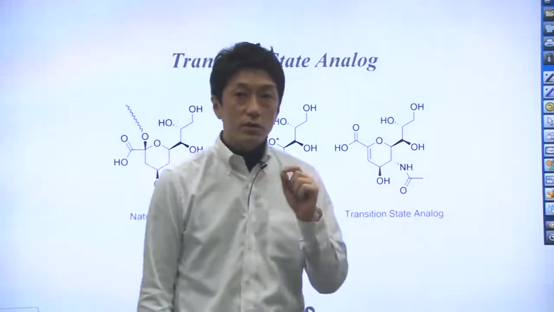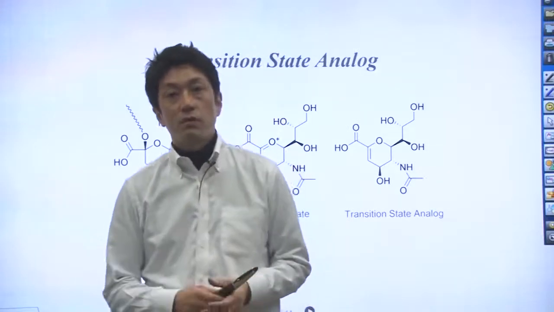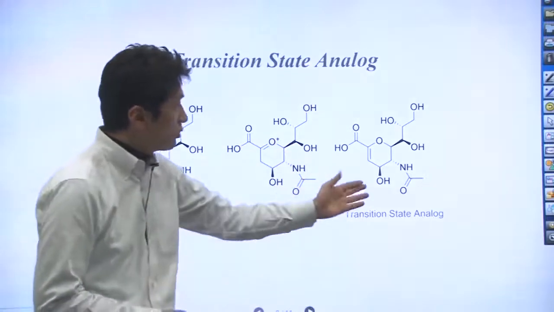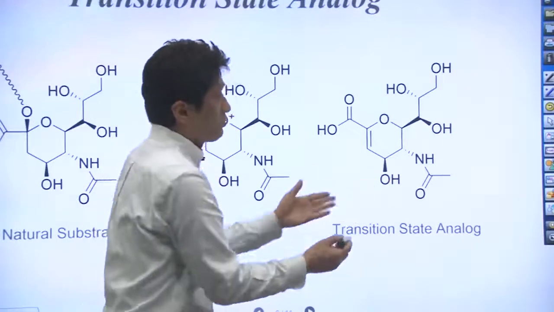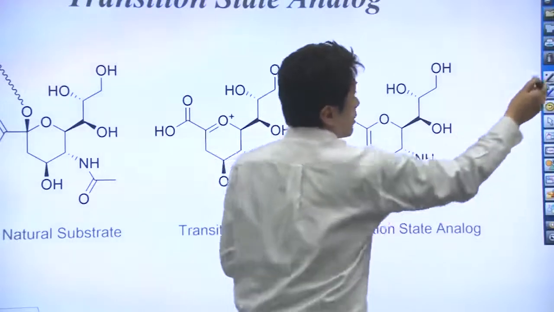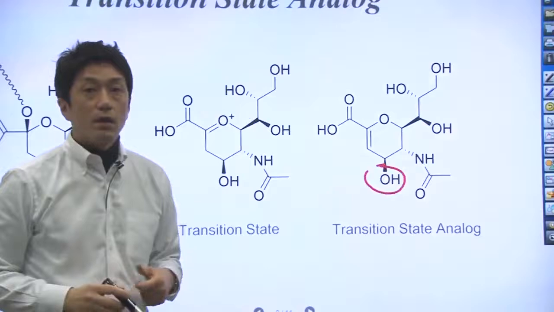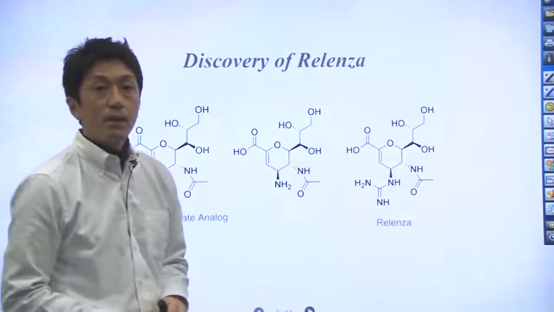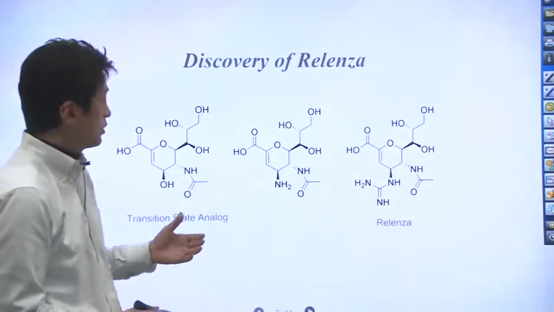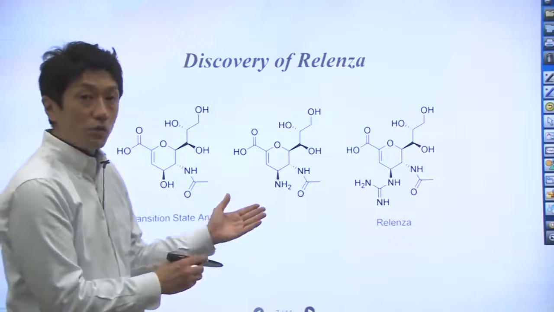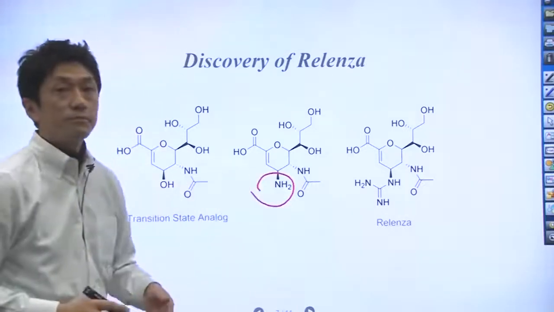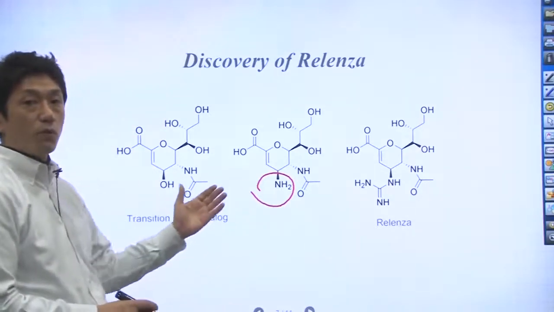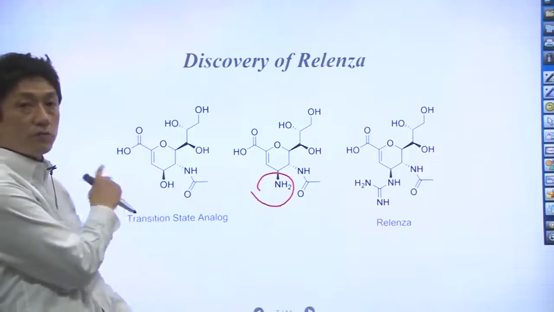By looking at the structure of the enzyme, Professor von Itzstein thought that putting a basic functional group right here might potentiate the activity. The first thing he did was to put an amino group right here. This amino molecule was about 100 times more potent than the original molecule.